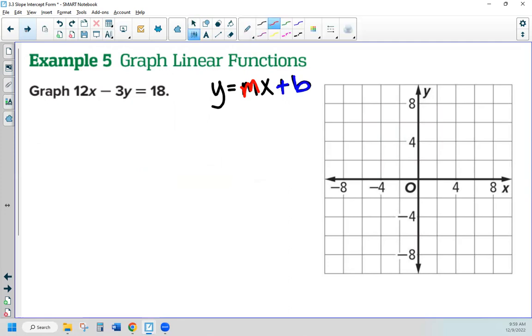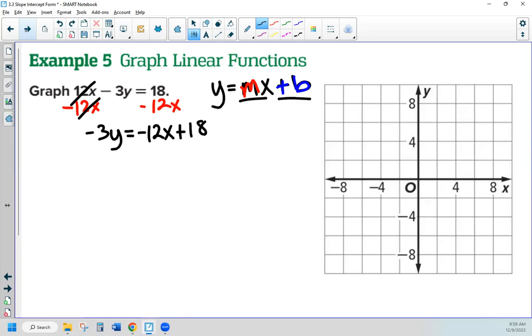So the first thing we want to do here, hopefully we all agree, is take 12x to the other side by subtraction. Our 12x will cancel out, leaving us now with just -3y. Don't forget that the 3y is negative. I'm going to write -12x first because I want it in this order, and then I'll write plus 18.